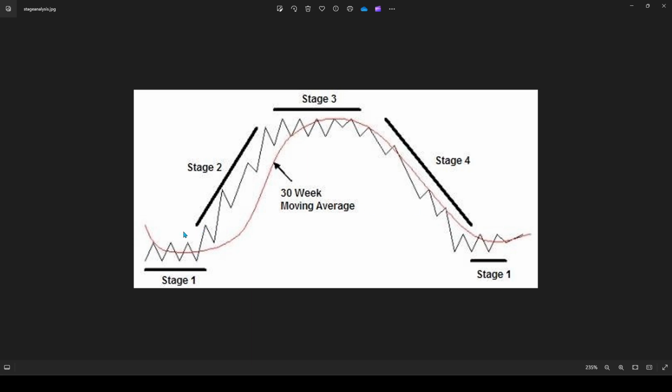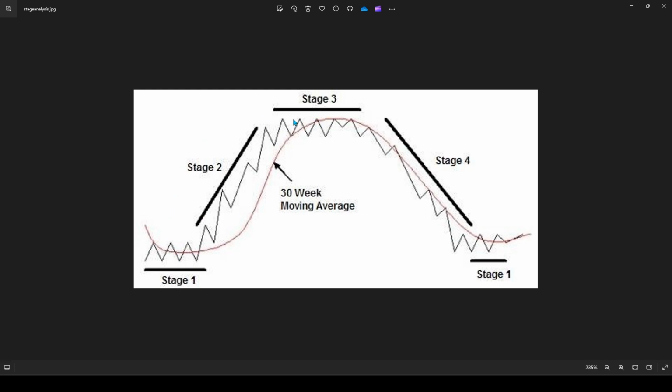You have stage 1, which is known as the accumulation stage. That's where you're going to have institutions really accumulating large positions in preparation for stage 2, which is a stage 2 uptrend. It's basically the bull market that we're in as of right now. And then you're going to have stage 3, which is the topping area. It's also known as the distribution phase, which is where institutions are going to do just the opposite of what they were doing in stage 1.